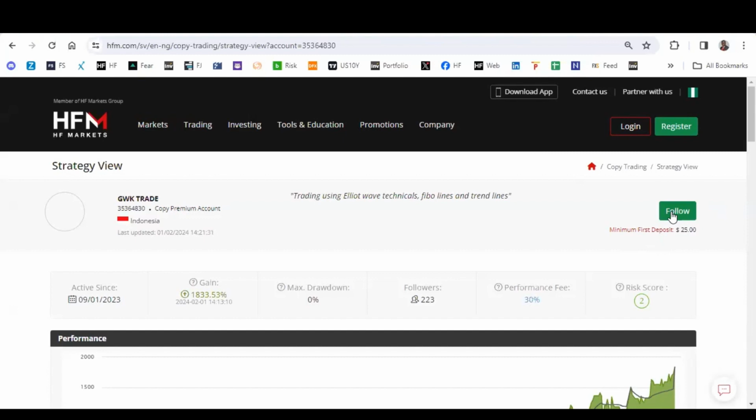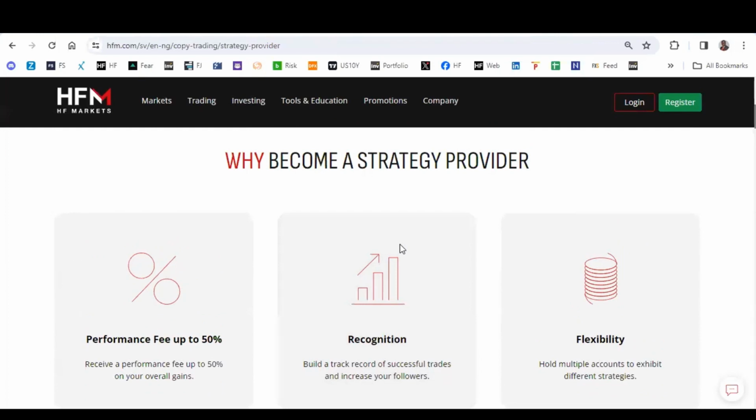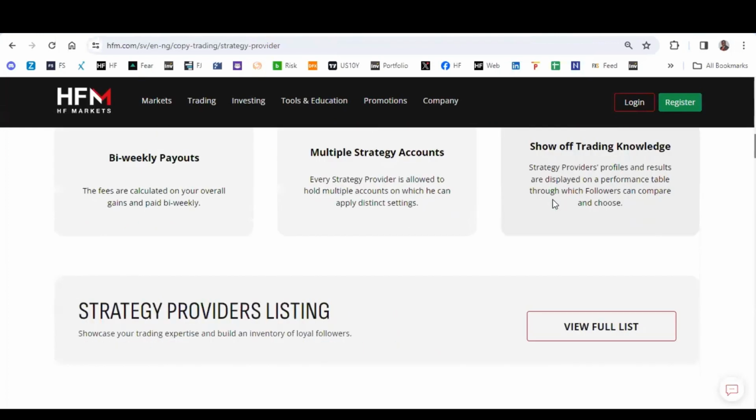What is the minimum amount for copy trading? $25. Is there a filter option that enables the follower to quickly sort through the list of strategy providers based on their preferred criteria? Yes, there is. You can see it on the front page of the strategy listing. Let me show you. I think I showed us that.